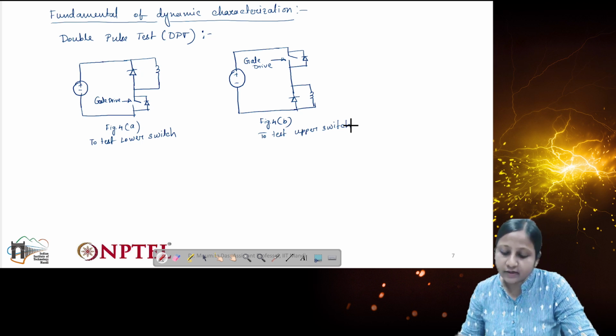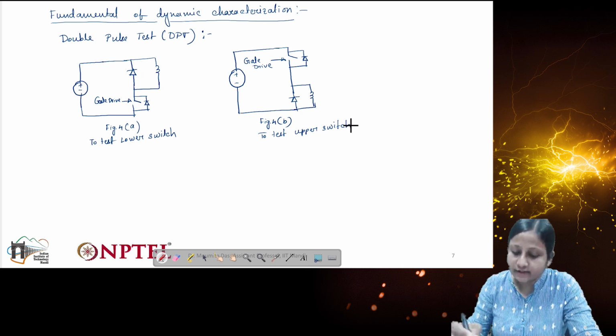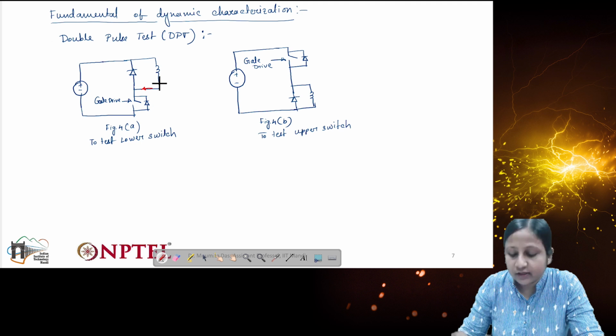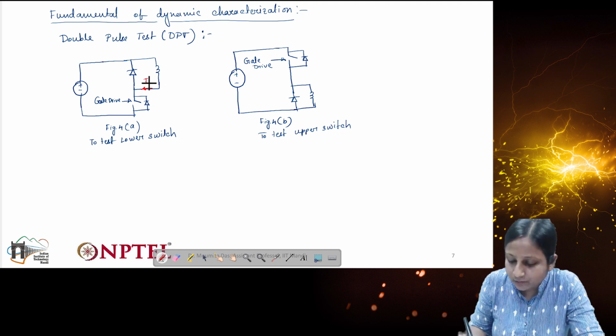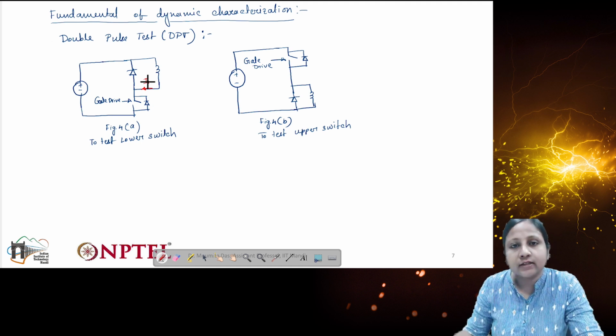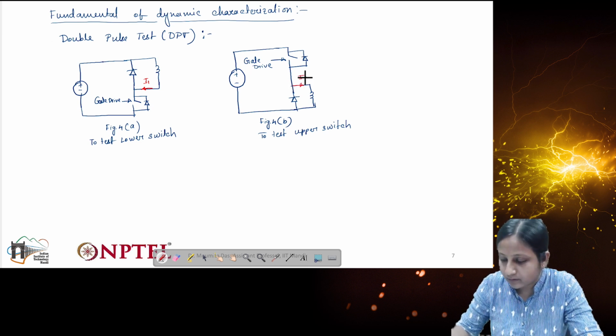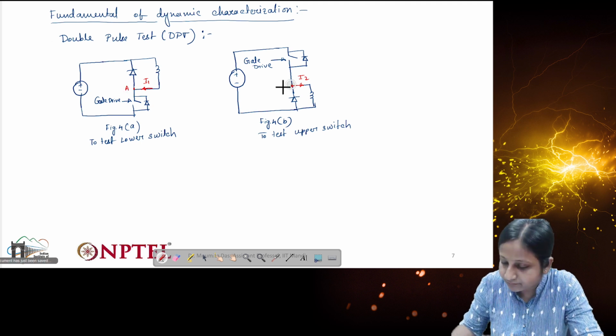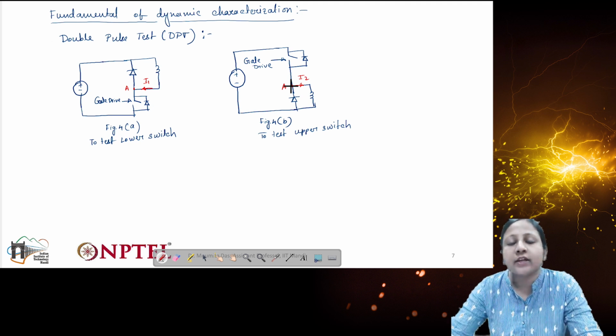So you can see here, the commutation will be such that when we are considering the lower switch, current is flowing into the system. This is the path of the current I1. And when we are considering the upper switch, current is flowing out of the system. This is I2. Similarly we can also consider the same point A here. This is how we can represent the double pulse test circuit.